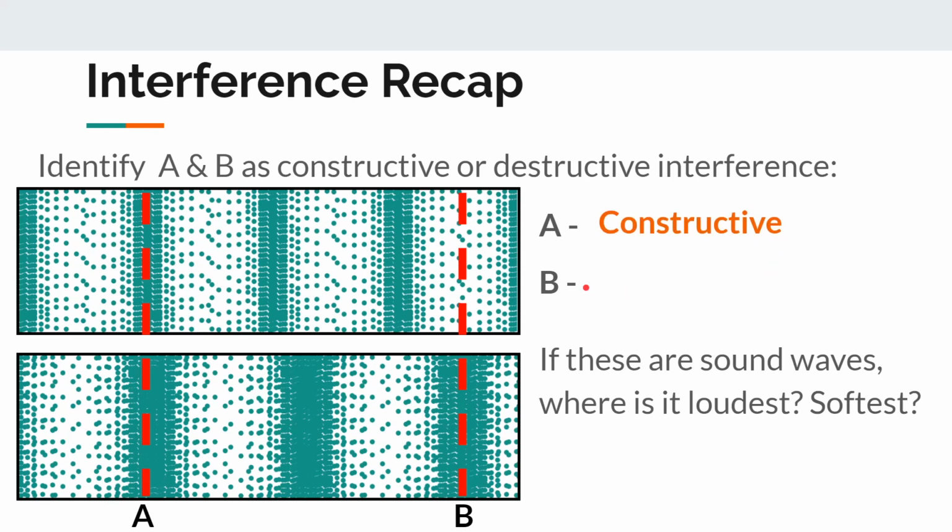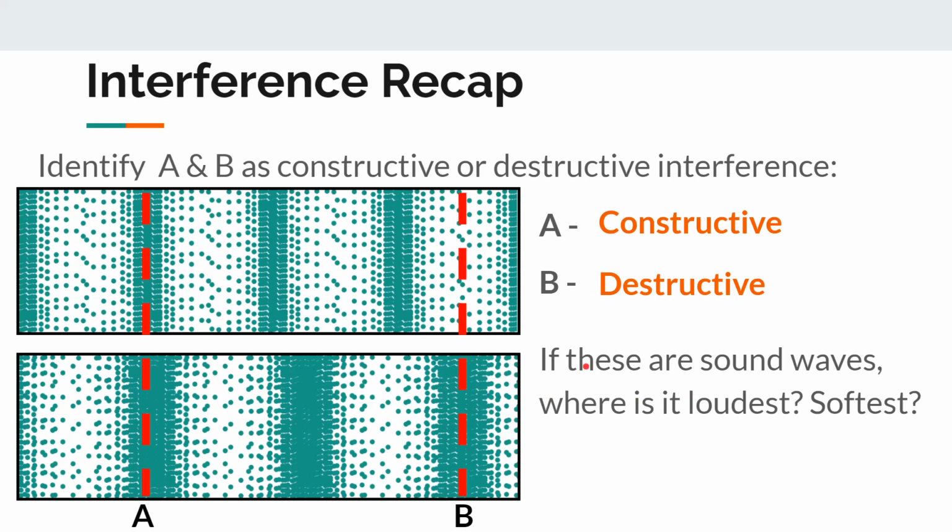Okay, what about at point B, Alex? What's going to happen here? That's destructive, because this is a rarefaction and this is a compression. So those are opposite. They're going to cancel out either totally or in part. Okay, again.